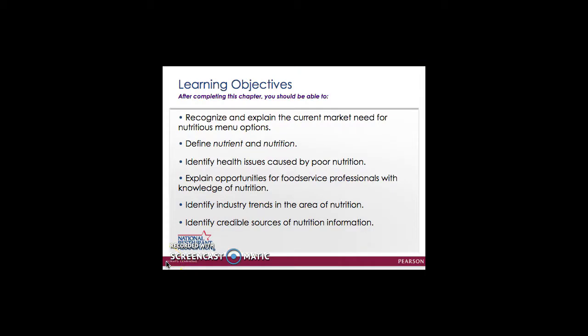So as we go through this chapter, these are the learning objectives that we're going to want to cover. The first one is you're going to be able to recognize and explain the current market need for nutritious menu options. You're going to be able to define nutrient and nutrition. You're going to be able to identify health issues caused by poor nutrition. You're going to explain opportunities for food service professionals with knowledge of nutrition. Identify industry trends in the area of nutrition, and you're also going to be able to identify credible sources of nutrition information.